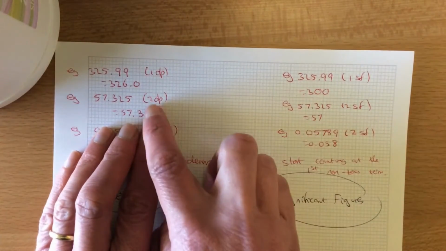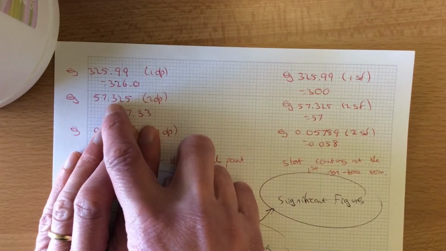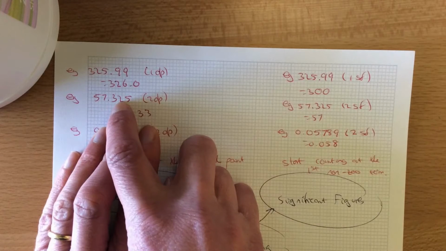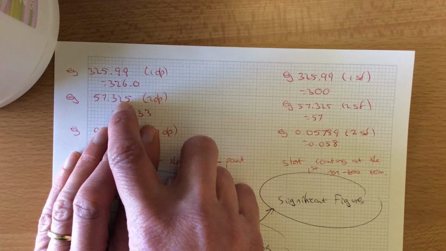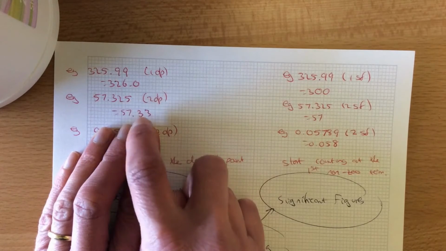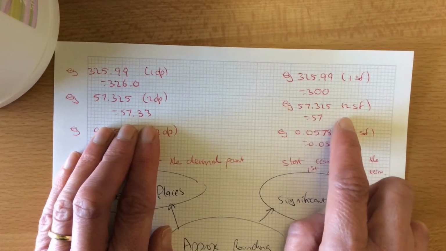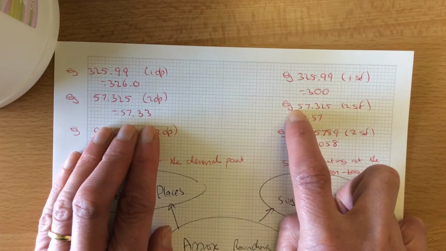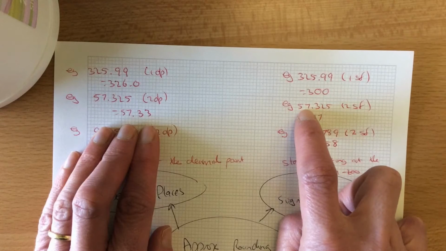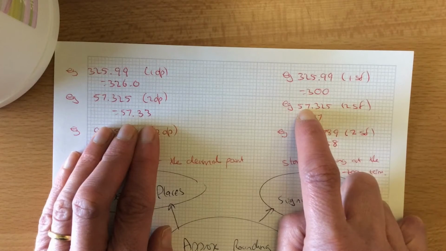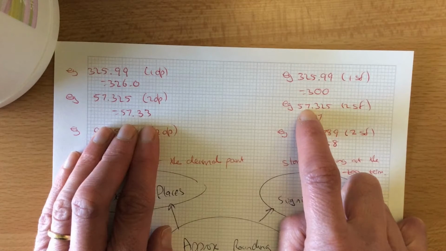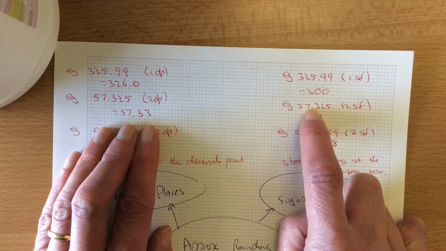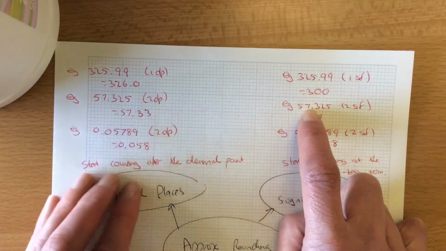Look at the next one. Two decimal places. Decimal point 1, 2. The 5 tells me to round up, so that becomes a 3. So it's 57.33. Over here, significant figures start at the 5. So 1, 2. The 3, which is the next figure, tells me to do nothing. So my answer is 57. I don't have to put any zeros in because I have no gaps before the decimal point here.